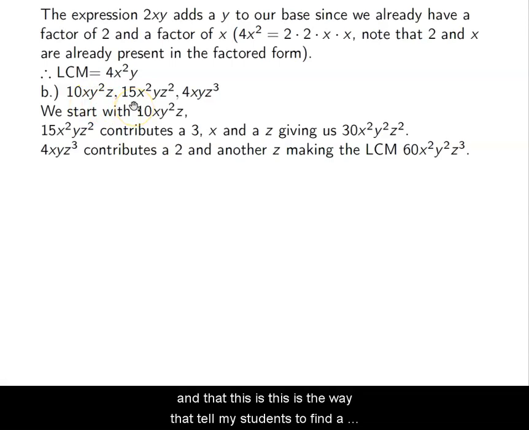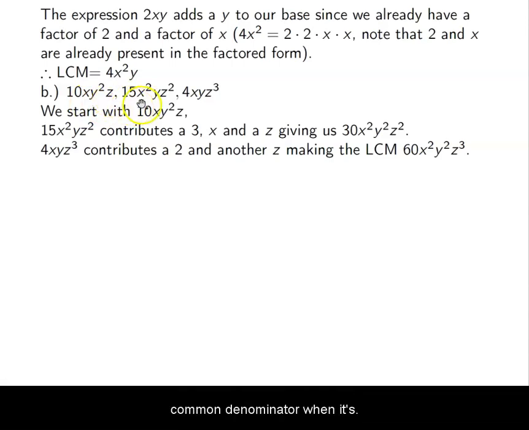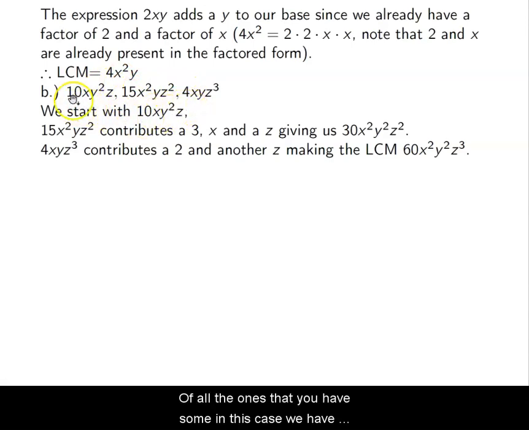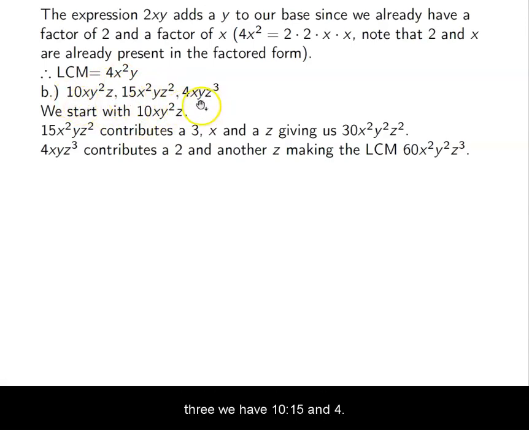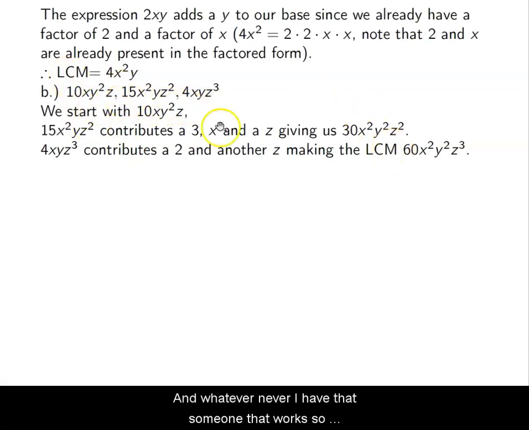This is the way that I tell my students to find a common denominator when it's just numbers and no x's and y's and stuff. Find the highest number you have of all the ones that you have. So in this case we have 3, we have 10, 15, and 4. I take my 15 and I just count multiples of 15 until all of the other numbers go into it. And whatever number I have, that's the one that works. So for instance, I'll start with 15.